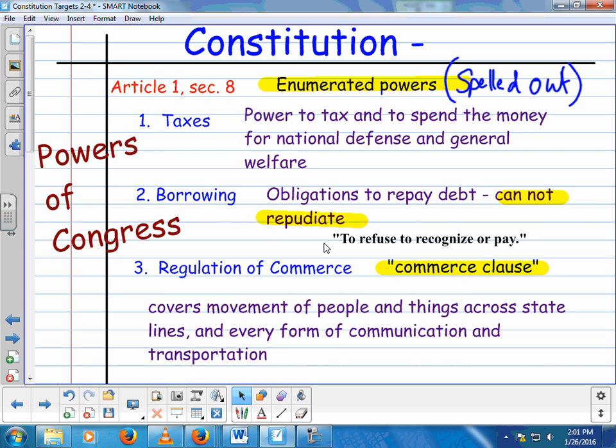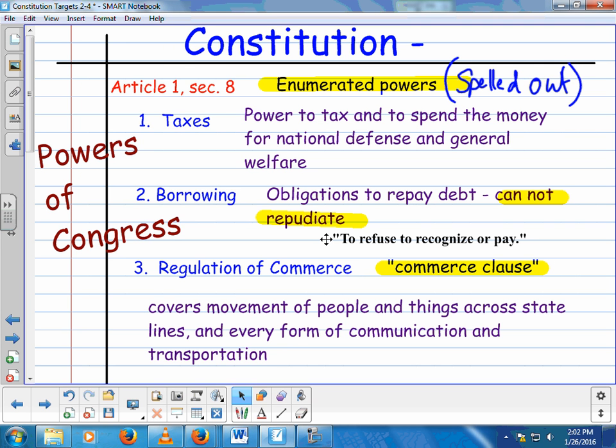And I put in parentheses for you to understand that means they cannot refuse to recognize or pay their debt. That's an absolute must. They cannot just decide suddenly, oh, never mind, we're not paying you back. So there's no option here.